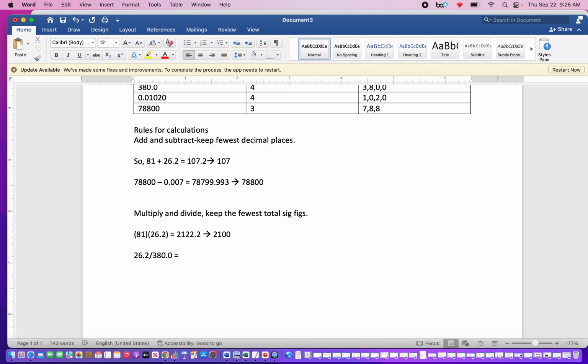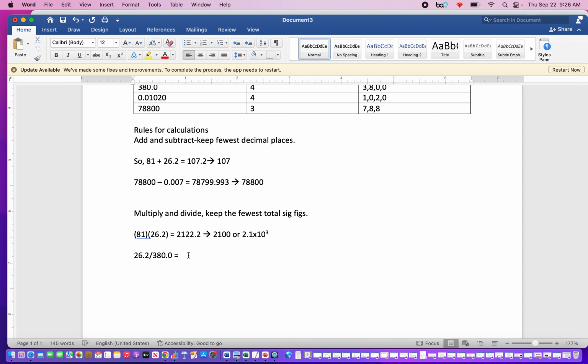Or if you prefer, which you probably don't, 2.1 times 10 to the third. That gets rid of those non-important zeros. So that's one way you can do it, if you like scientific notation, which you should. You should get used to that.